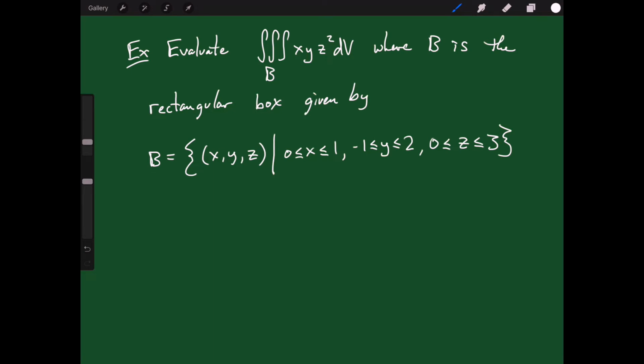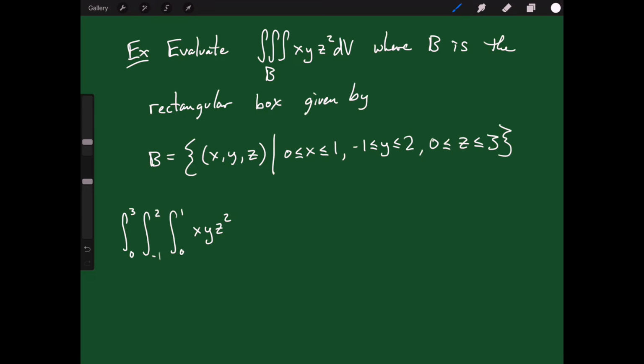Okay, so here's my integral and here's my box. That's a nice continuous function, xyz squared. So I can set this up as a triple integral. If I want to evaluate this, I can evaluate it from 0 to 3 in the z direction, from negative 1 to 2 in the y direction, and from 0 to 1 in the x direction. My function is xyz squared.